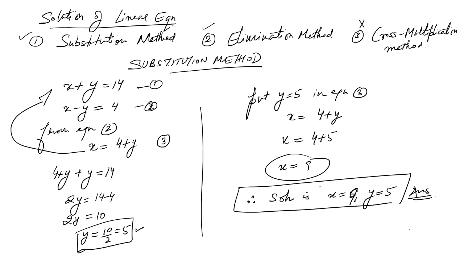Clear? I hope this substitution method is clear. I repeat, अगर हम 1 से वेरिएबल की वैल्यू निकाल रहे हैं, we'll put it in second, and if we are finding value of variable from second equation, we'll put it in first. Accordingly, you can solve them. Clear? I hope this is clear.